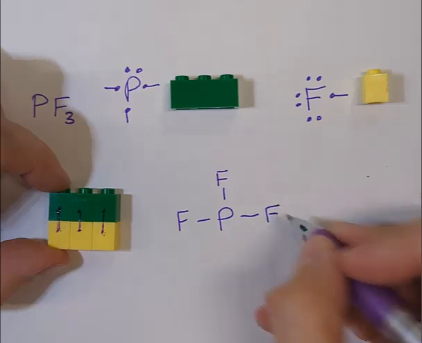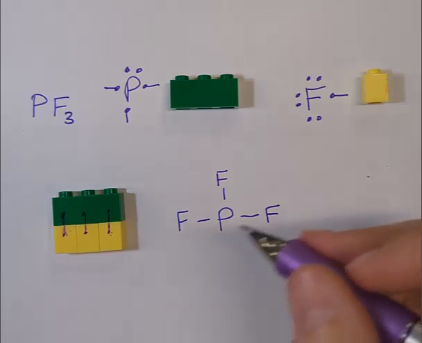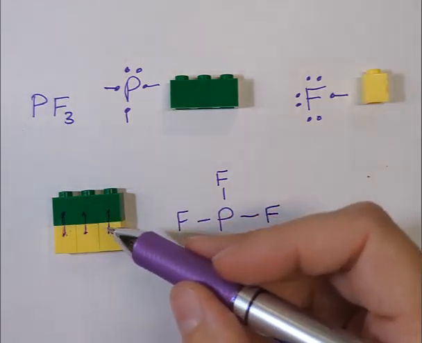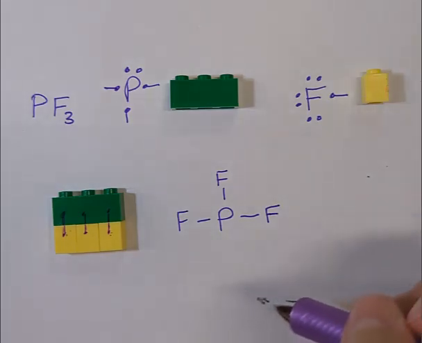Now with a simple molecule like this, you might think, well, why do I need the Legos? And maybe you don't. But when we get to more complicated ones, this helps make sure you're following the rules and doing the correct number of bonds for each element, and not leaving any electrons around unpaired.